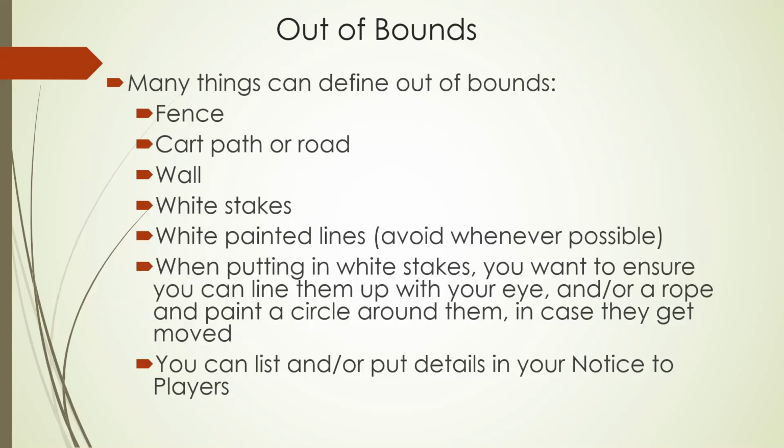If it is a multi-day event or even a one-day event, when you're putting in the white stakes, we like to paint a white circle around the stakes so we know where they are, so that in case the white stakes get moved, you can always know where they are. You also want to make sure that you can line up those white stakes either with your eye or with a piece of long rope, so that you can actually tell if a ball is out of bounds or not. And obviously, you need to list what's out of bounds and how it's defined as clearly as you can in your notice to players.